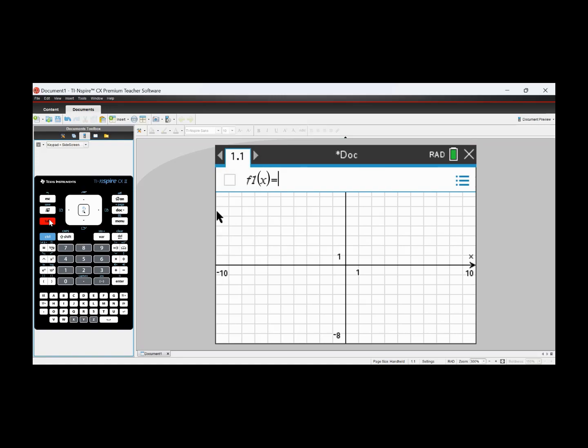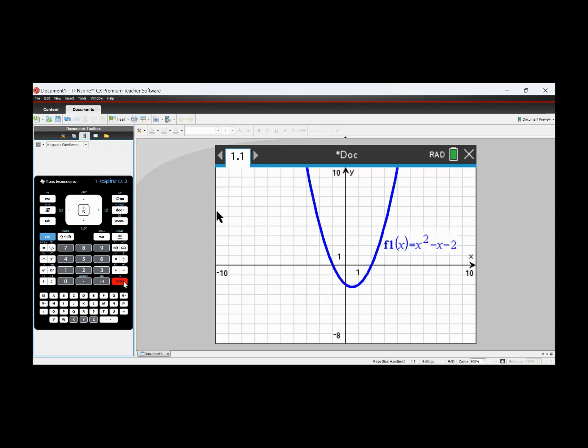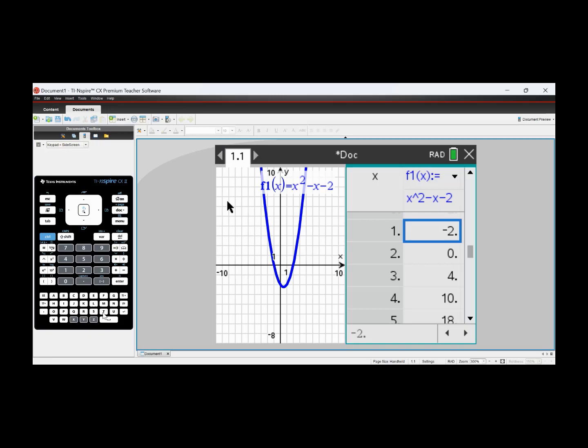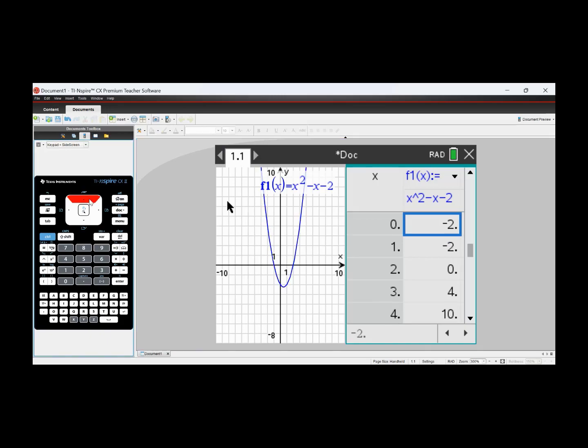We tab up. Our function is x squared minus x minus 2. Hit Enter. Now you can see what the graph looks like. Don't forget it has to have arrows. Hit Control T. Make sure you have some negative x's and some positive x's there. Plot your points, draw your graph.